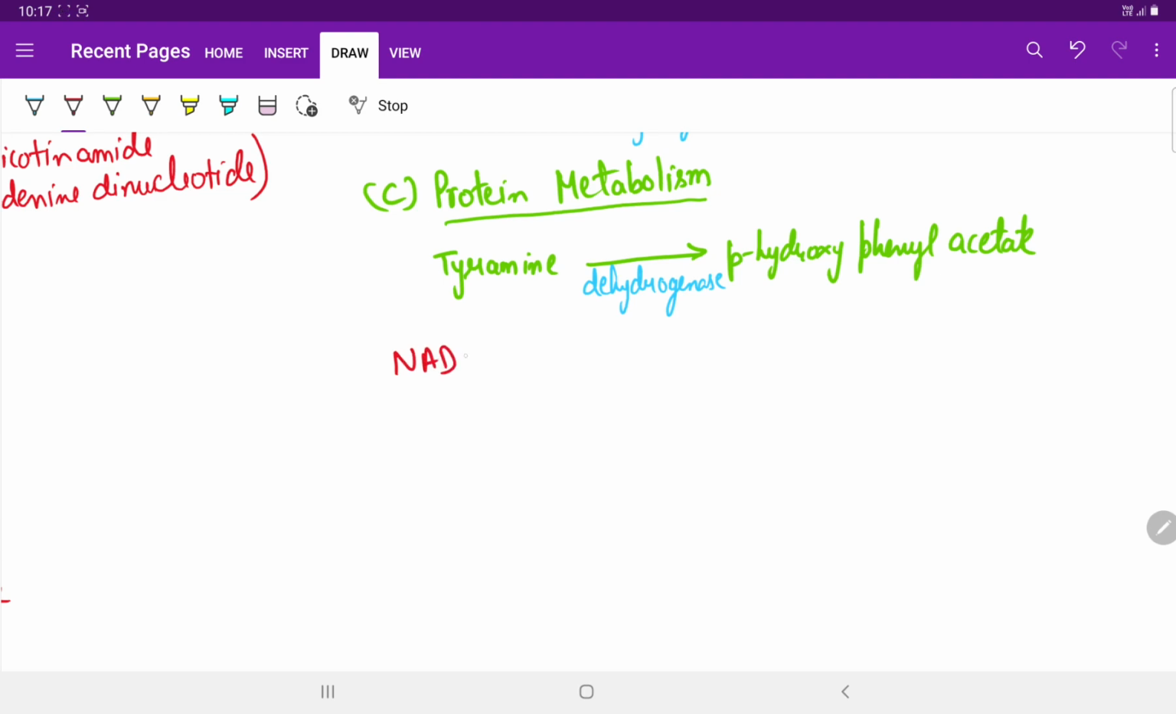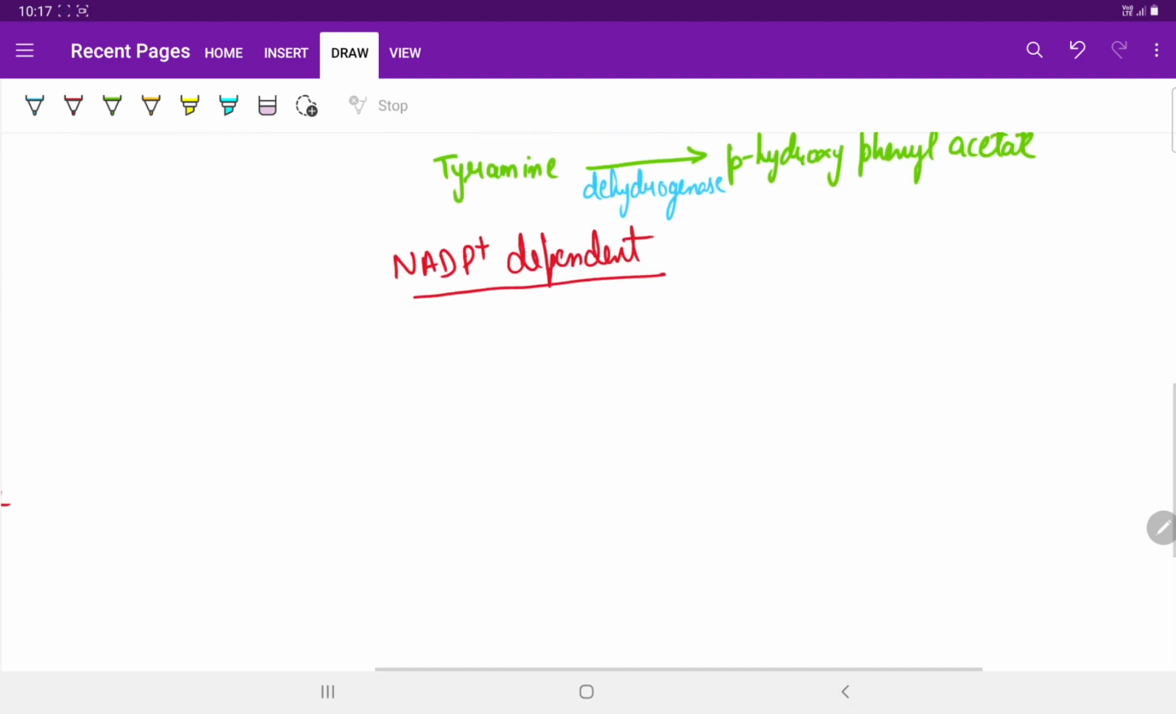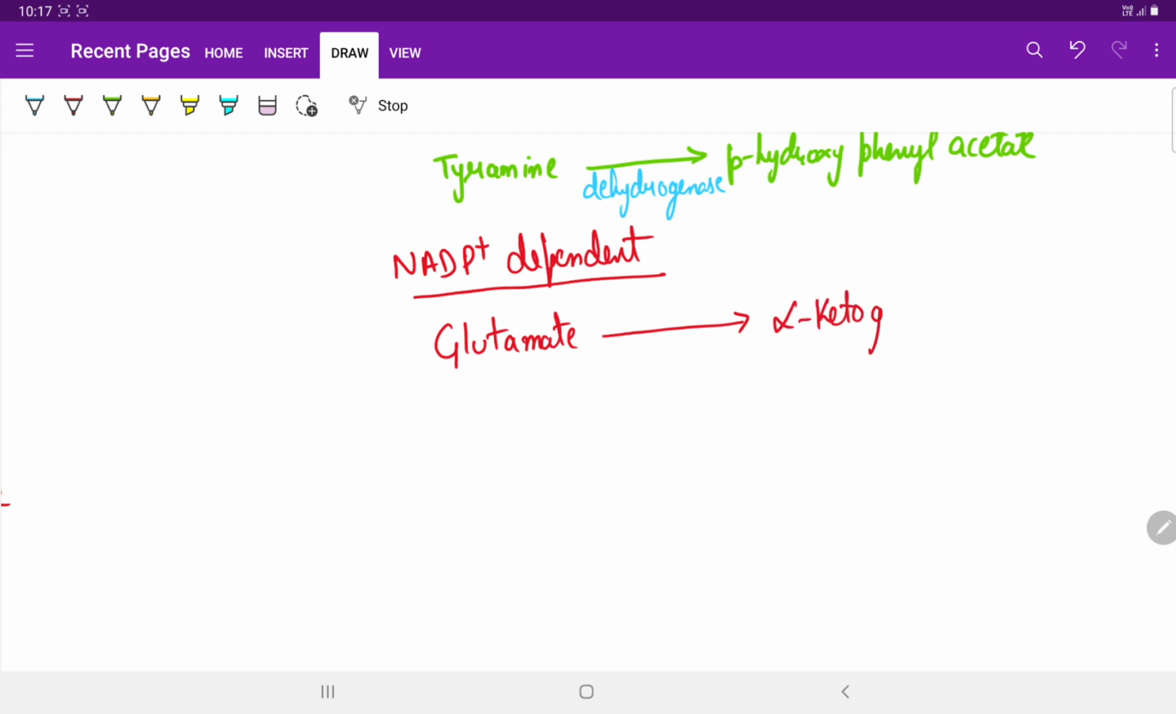So these are all the NAD dependent, and similarly we have also studied a different coenzyme from this, that is NADP dependent. So the other reactions which are NADP dependent are, first is the conversion of glutamate into alpha ketoglutarate and liberation of ammonia comes here. So this is a NADP dependent and it occurs in presence of glutamate dehydrogenase.